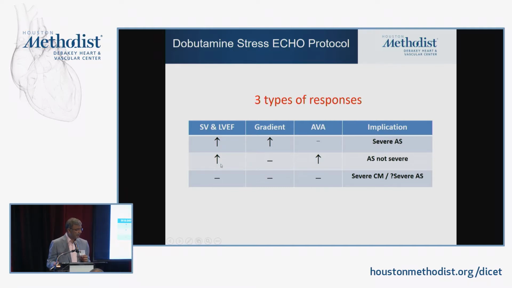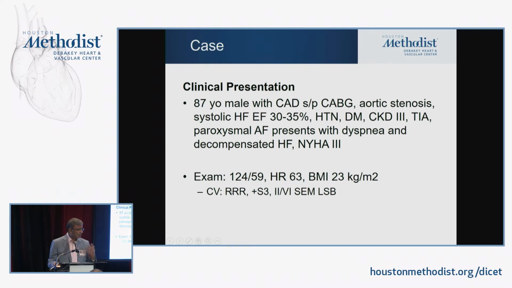On the other hand, you can increase stroke volume, but gradient doesn't increase at all, and valve area increases. Therefore, this valve is very dependent on flow, so AS is not severe. And you can have a third scenario where really this ventricle is so bad that you don't have any contractile reserve, and you have to use other means to figure this one out.